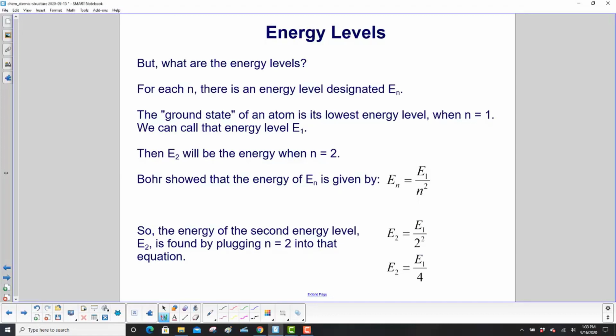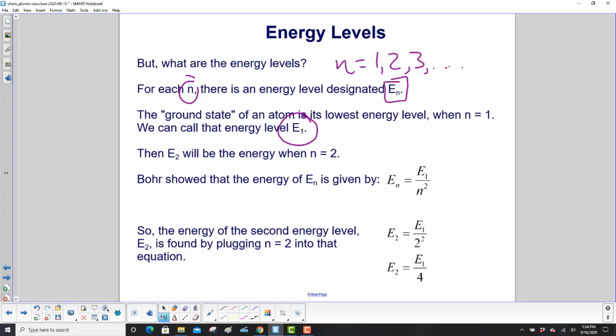But what are the energy levels? For each n, again, n, just integers 1, 2, 3, etc. there is an energy level designated E sub n. The ground state of an atom is its lowest energy level, where n is equal to 1, and we will call that E sub 1. Then E sub 2 will be the next energy level. That's when n is equal to 2.